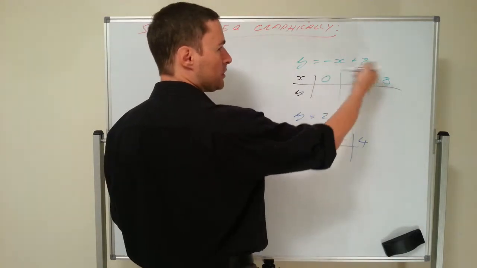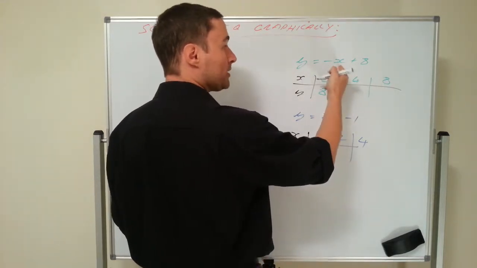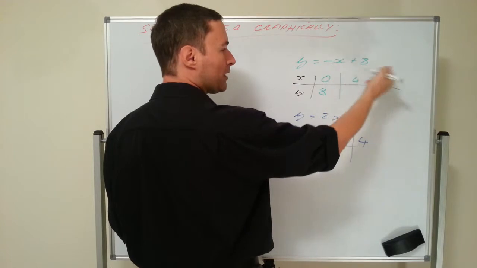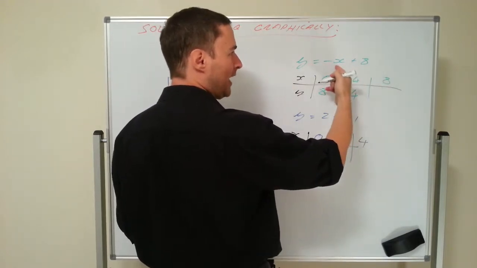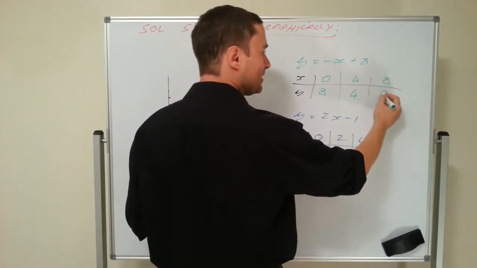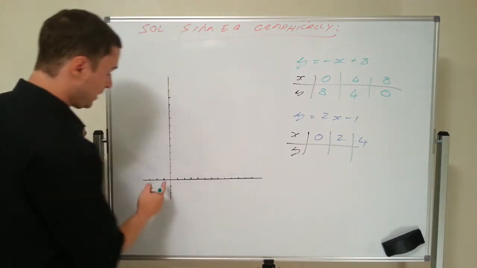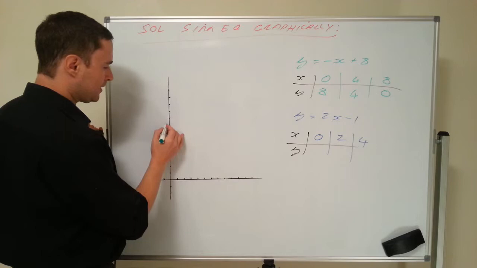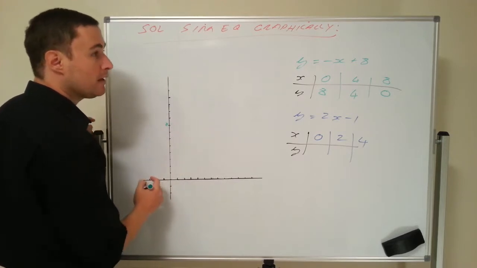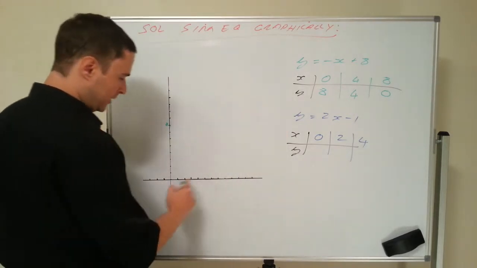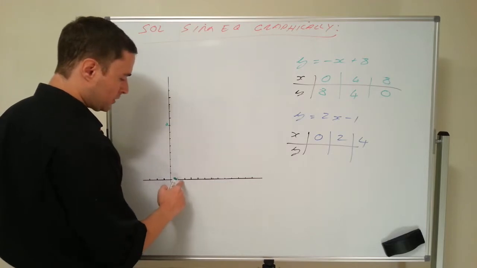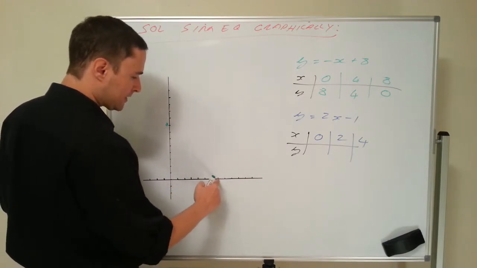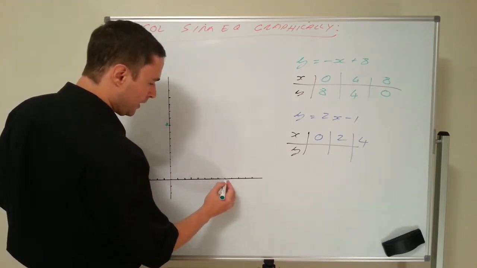When x is 0, 0 plus 8 is 8. When x is 4, minus 4 plus 8 is 4. And when x is 8, minus 8 plus 8 is 0. So this is what I've got. I've got 8: 1, 2, 3, 4, 5, 6, 7, 8. There's my 1 point. I've got 4, 4, which I'm going to get to in a second. Then I've got 0, 8: 1, 2, 3, 4, 5, 6, 7, 8. There's my other point.